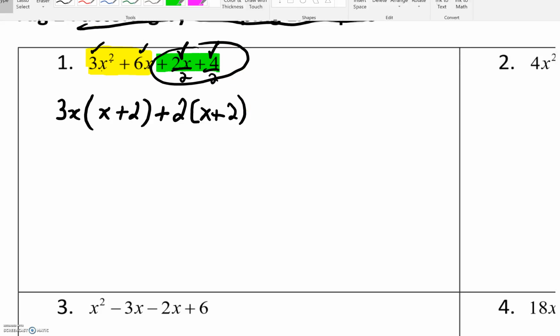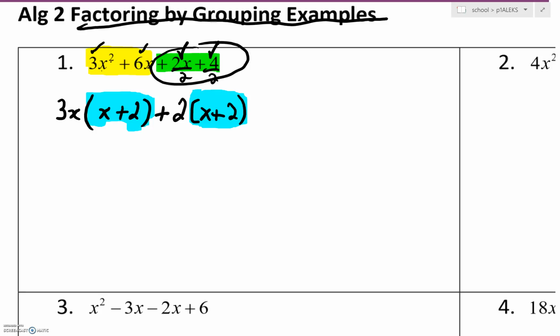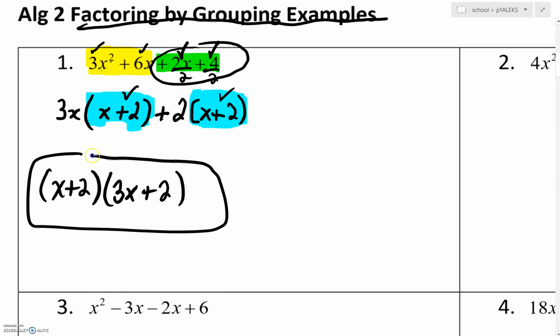Now, the factoring by grouping, I want to be very, very clear. If you've done this correctly, you're always going to see the same parentheses here. And I'm highlighting that in blue. And what you have here with these blue parentheses, I'm going to pull that out in front. And what is left? What haven't I highlighted in blue? The 3x and the plus 2. And that is how you factor by grouping. We need to do some more examples.